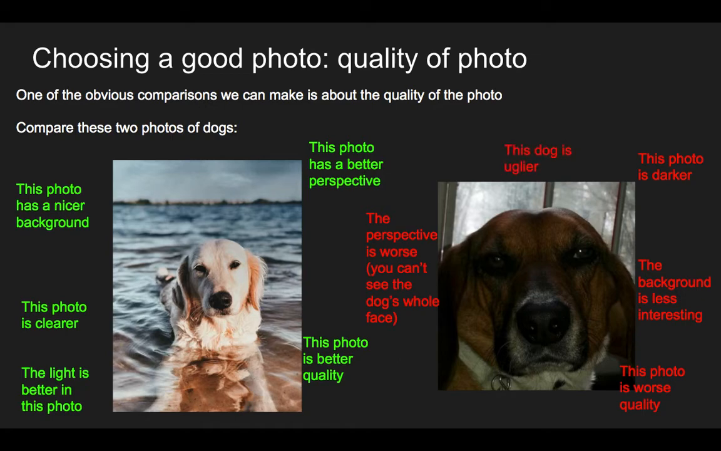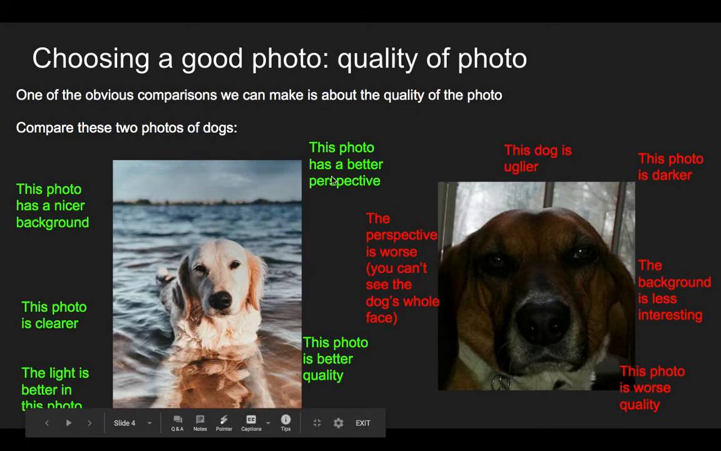Oh, there's one more as well. This dog is uglier. Maybe you would say that this dog is uglier, whereas this dog is prettier or more beautiful.